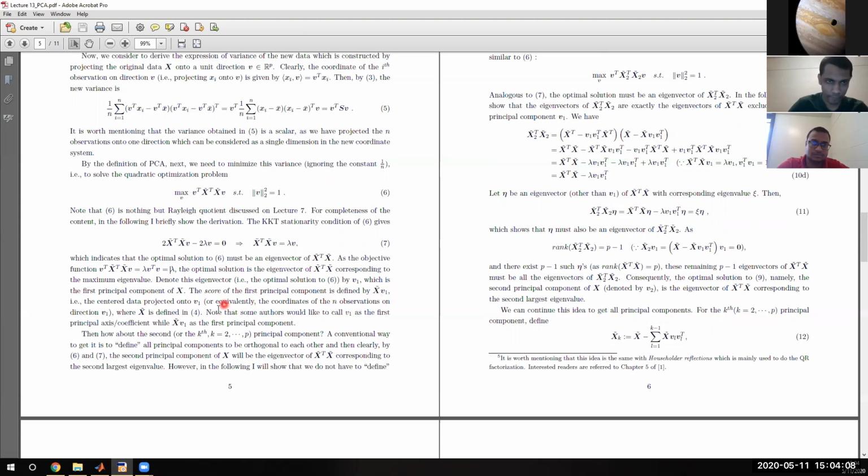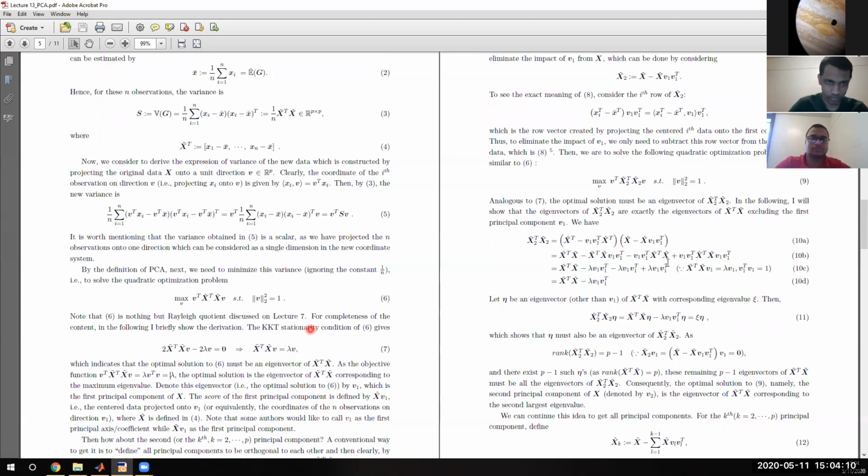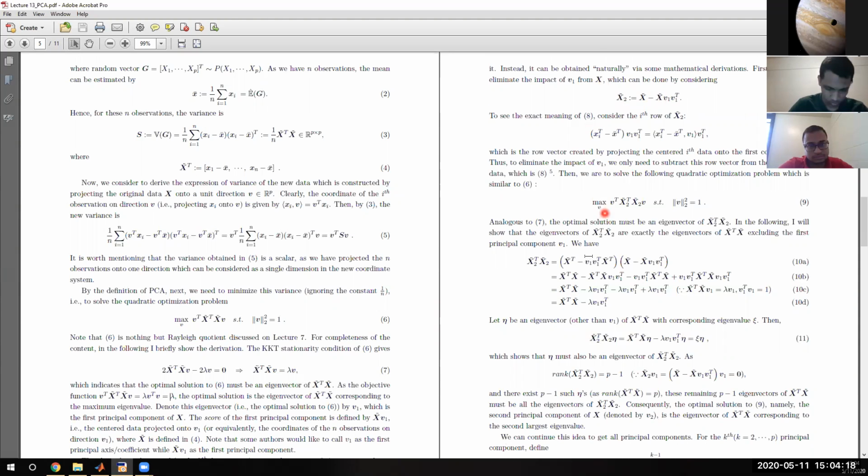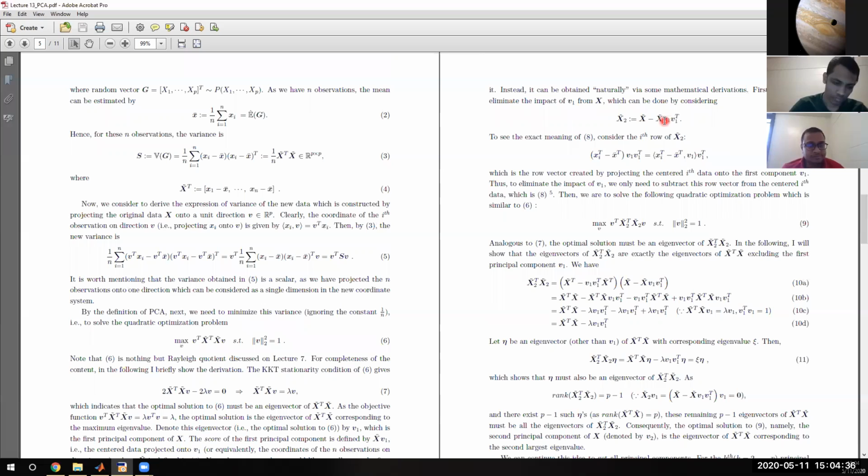And then how to get the second one? Similarly, we remove the impact of the first principal component and get x2 tilde, and then do exactly the same thing. Here I've proved that for this x2 tilde transpose x2 tilde, all the eigenvectors will be the same as those of x tilde transpose x tilde, except for the eigenvector with the biggest eigenvalue, which is already removed in the first step. So of course I choose the second biggest one.